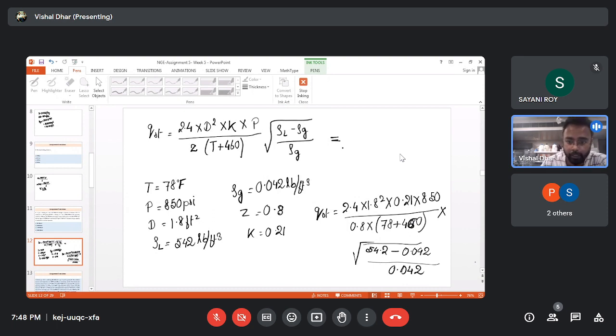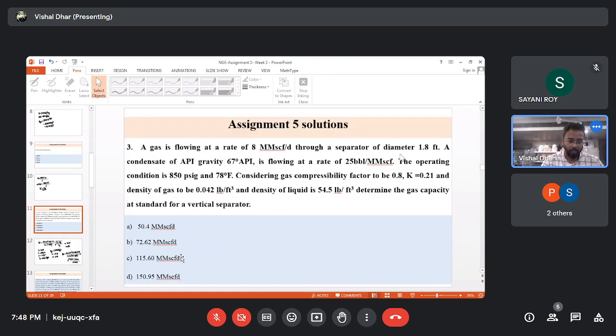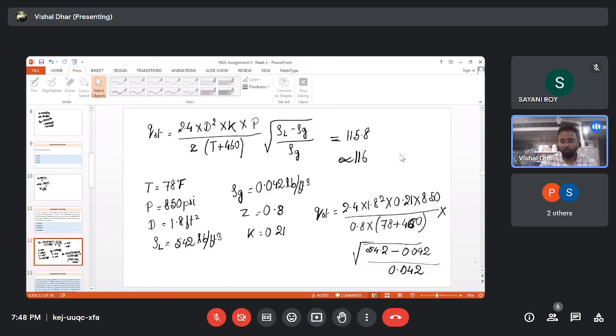Okay, so the answer I'm getting is 115.8, equal to 116. So the correct option is 115.60. That is the nearest to our answer. So correct option is option C. Just write down the numerical quickly, then we will go to the next question.